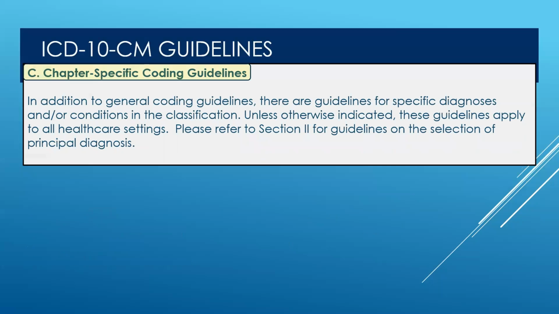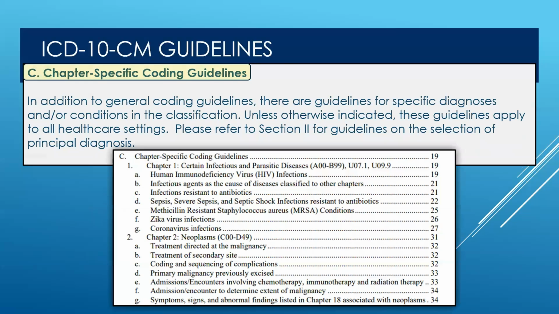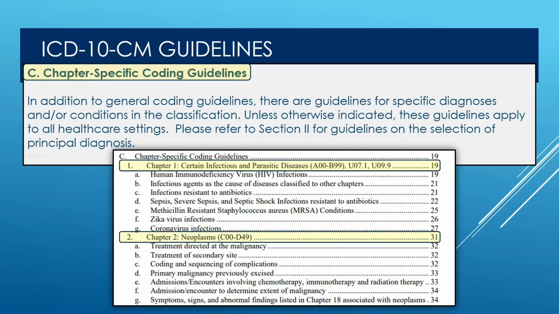Guideline 1C covers chapter-specific coding guidelines. 1C1 is for Chapter 1, certain infectious and parasitic diseases. 1C2 is for Chapter 2, neoplasms, and so on. We'll go over these chapter-specific guidelines in more detail later in the course.